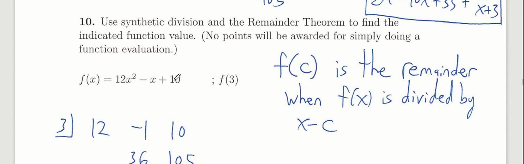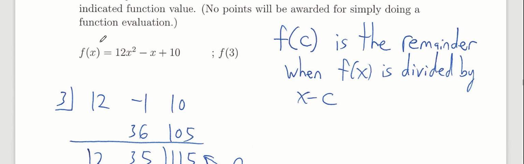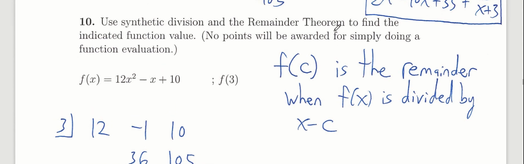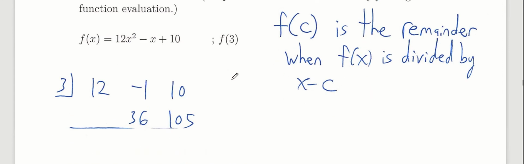We also had something called the remainder theorem, and the remainder theorem says that the value of the function at c is the remainder when f of x is divided by x minus c. So instead of having to do the direct computation, which by the way, if you do that on the test, will get you 0 points. We all know how to do a function evaluation. The point isn't just to plug 3 into this. The point is that you have to use the remainder theorem with synthetic division.